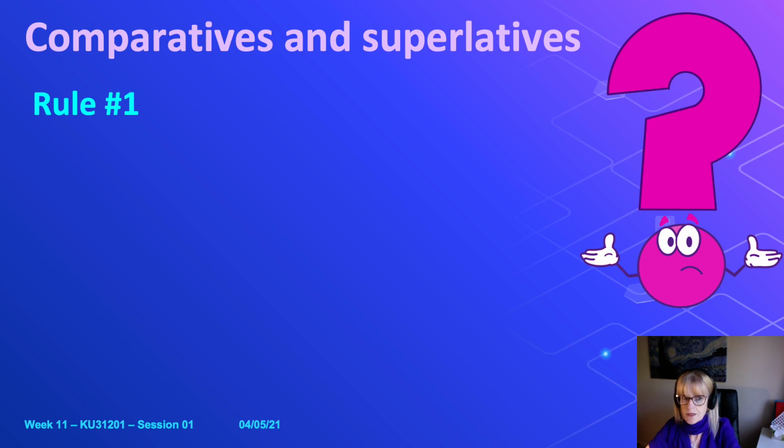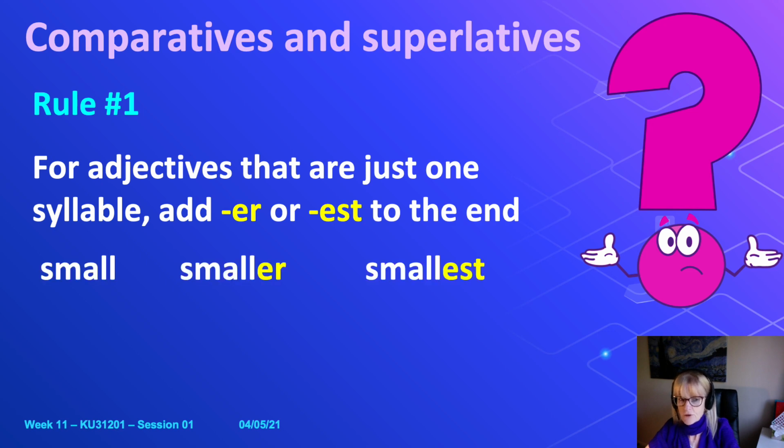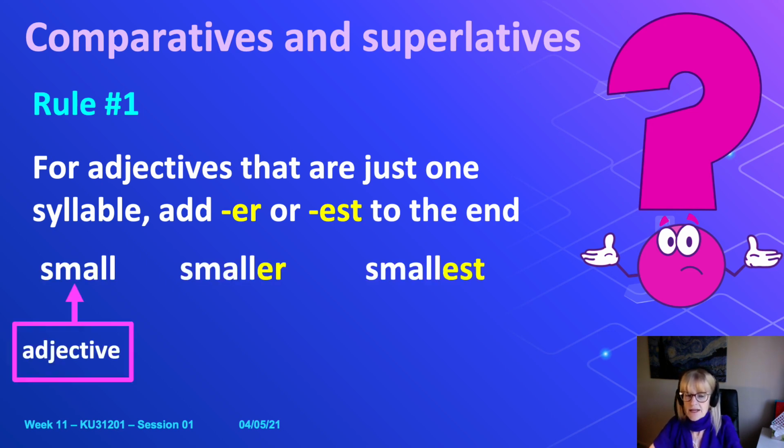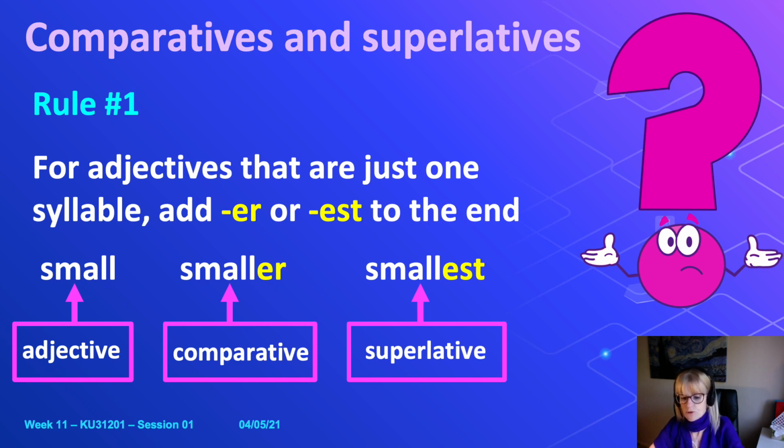So to help out with comparatives and superlatives and which way to do it, we have got some rules. Rule number one is for adjectives that are just one syllable, so a word like small. We add ER for the comparative and EST for the superlative. So here's your example. Our adjective is small. That's just one sound in the word, so that's one syllable. And when we compare that, it's smaller, we added ER. And when it's the most of all, when it's the superlative, we add EST. So we've got small, smaller, and smallest. So that's rule number one. When the adjective is one syllable, that's the rule that we use.